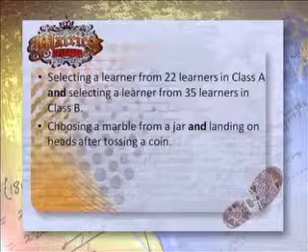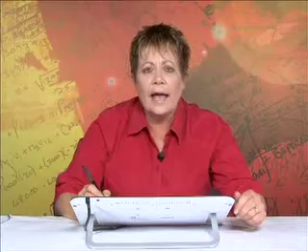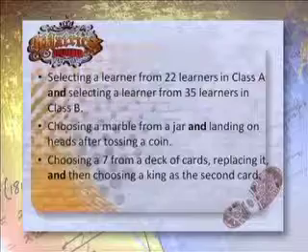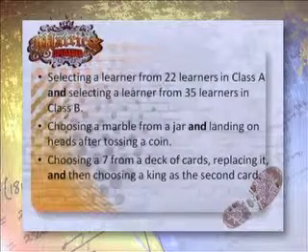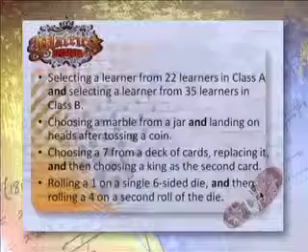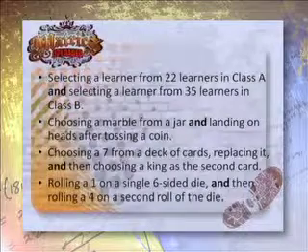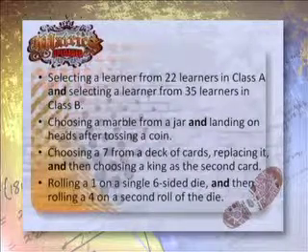Selecting a learner from 22 learners in Class A and selecting a learner from 35 learners in Class B. Two separate classes, selecting a learner here, selecting a learner there, two independent events. Choosing a marble from a jar and landing on heads after tossing a coin. Again, independent events. If you choose a 7 from a deck of cards, replace it, and then you choose a king as a second card, those are two independent events. And if we roll a 1 on a 6-sided die and then roll a 4 on the second roll of the die, again they are independent events. They do not affect one another.